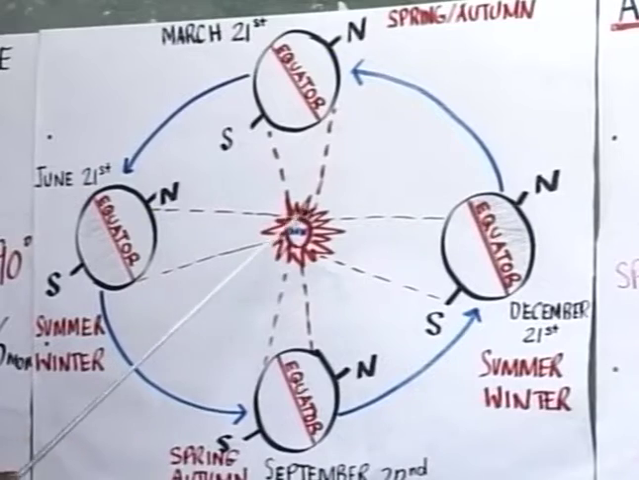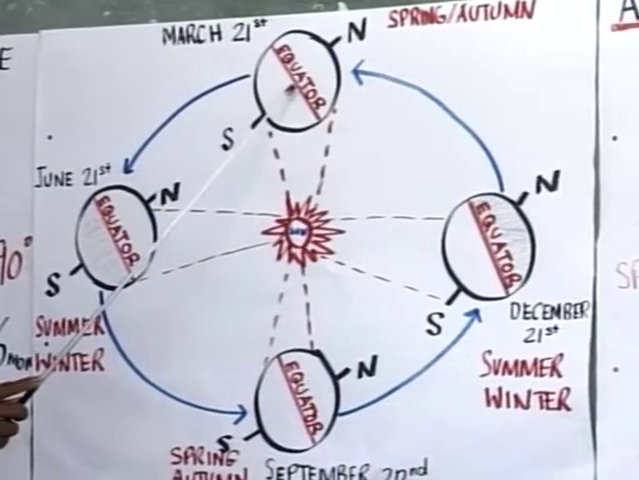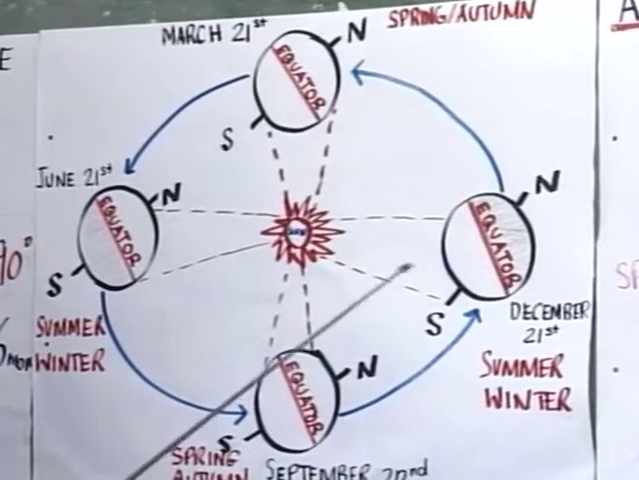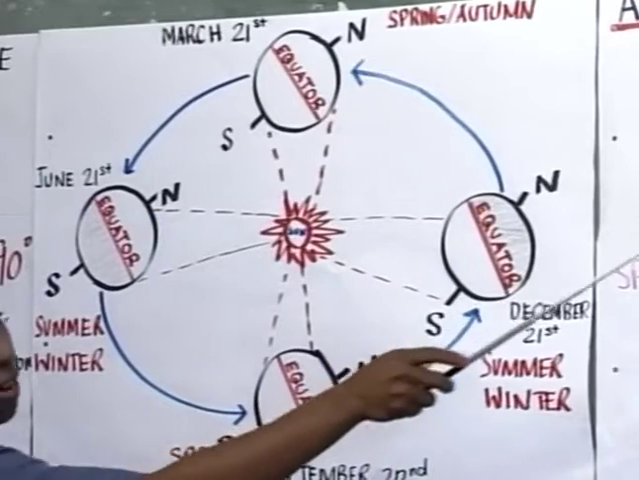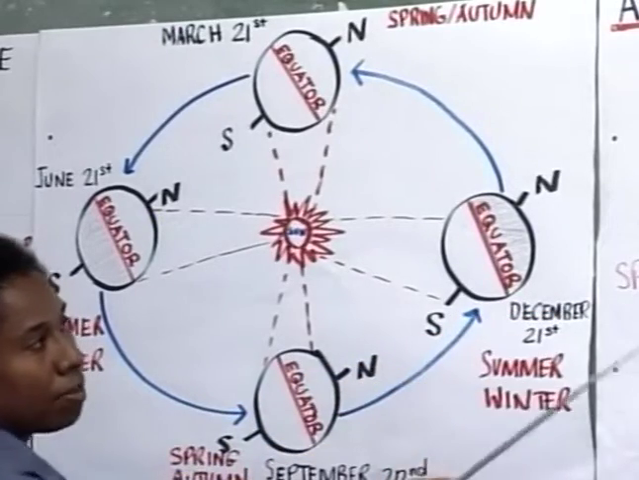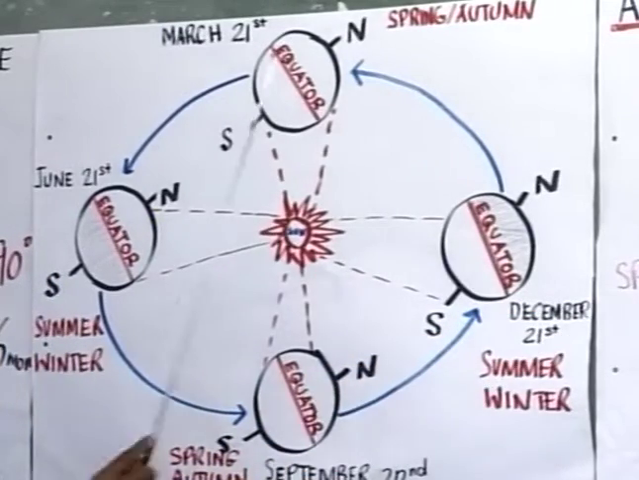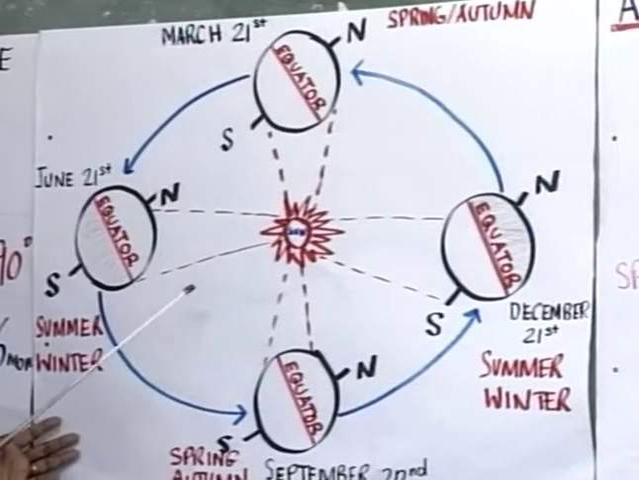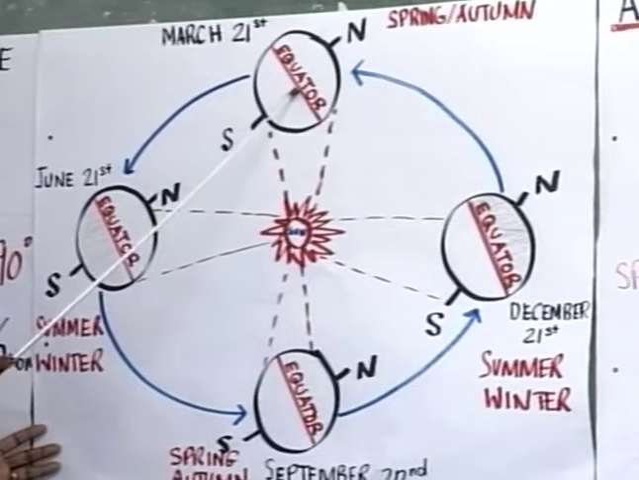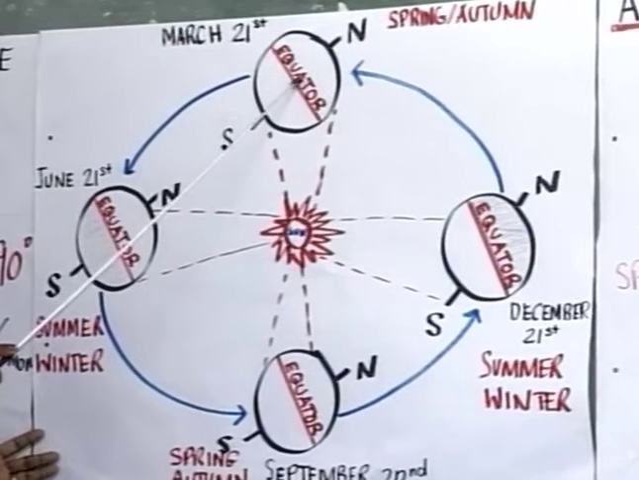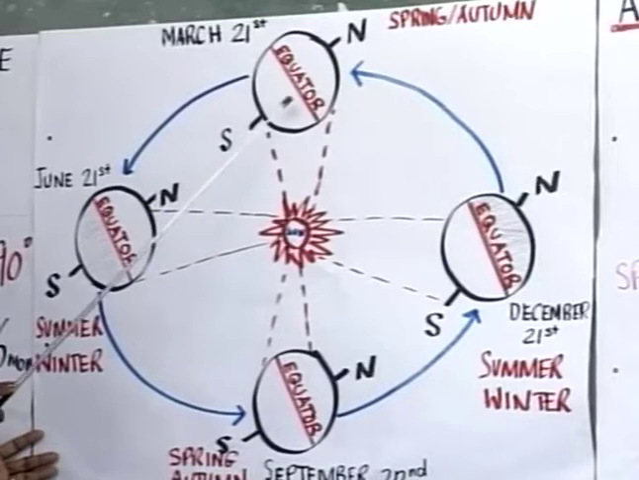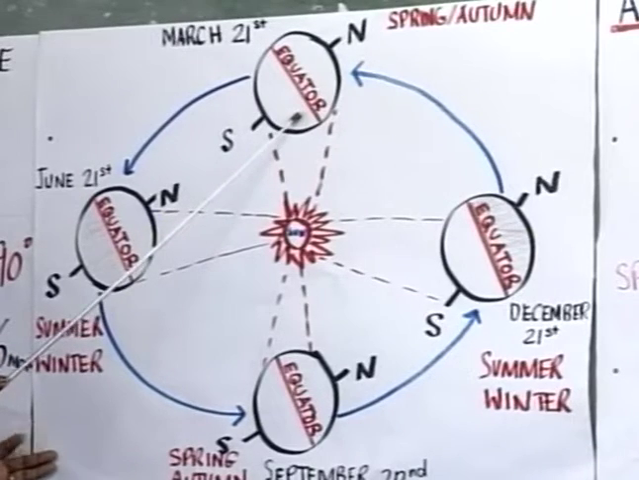We have the sun in the center here. We have the position of the Earth at 4 different times: June, September, December, and March. It doesn't matter where I start. I could start here with September, I could start here with December, but the information will still be the same and showing the same information.